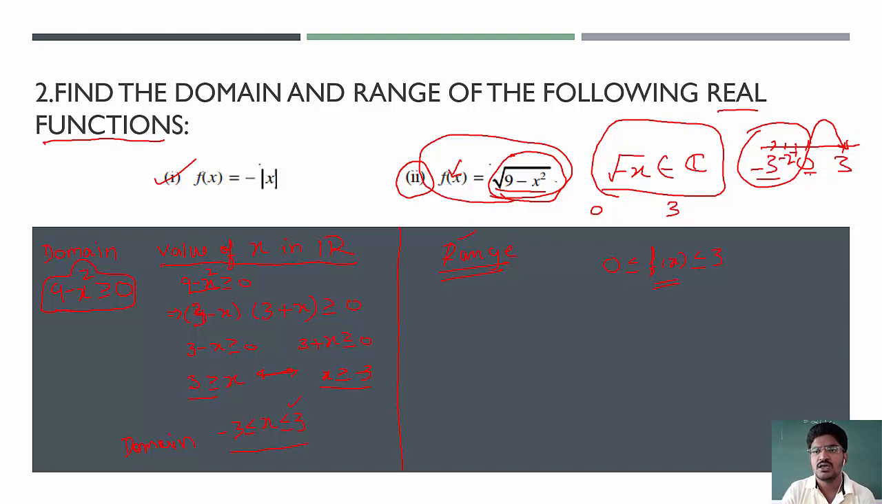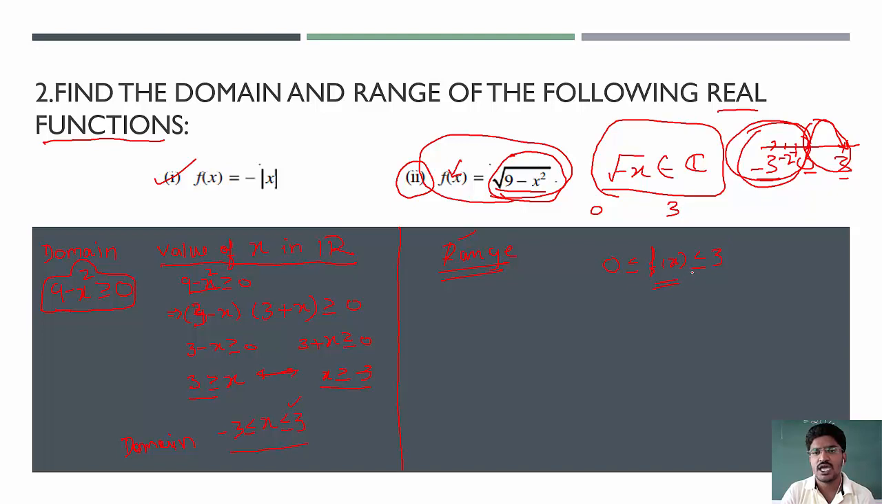Why? Because see, minus 3 if you put here, minus 3 square is 9. Or if you put plus 3, plus 3 square also is going to be 9. So that means minus 3 and plus 3 both are going to play the same role in this particular value, because negative square will be positive, positive square will also be positive. So minus 3 also gives you 9, plus 3 also gives you 9. So that's why, in this half, the same output will be in the second half, that is from 0 to 3.